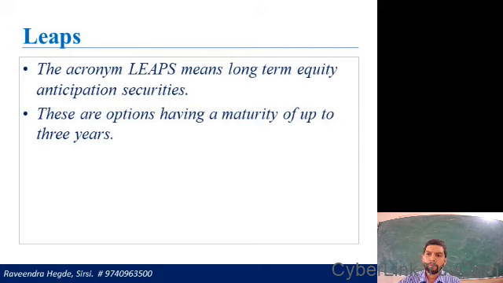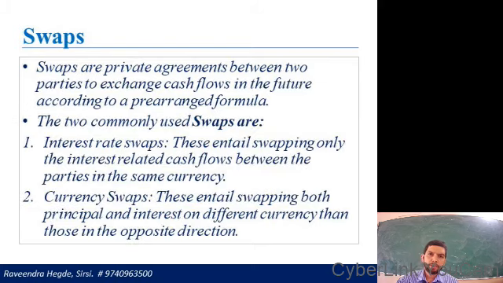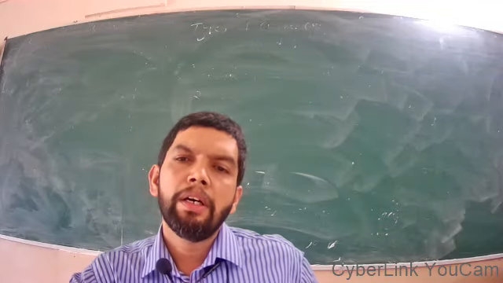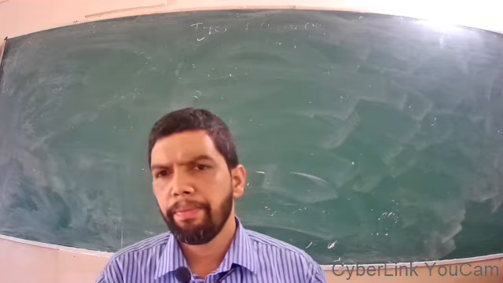Next is the baskets. See, basket options are the options on portfolios of underlying assets. See, the index options are a form of basket options. And the last one is the swaps. See, swaps have become a popular derivative instrument in recent years all over the world.